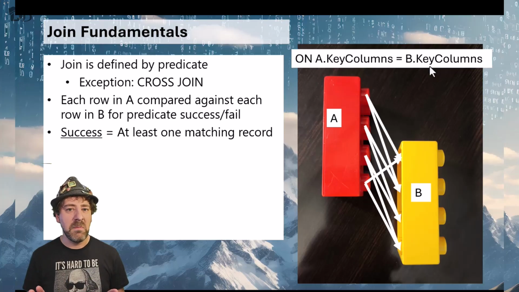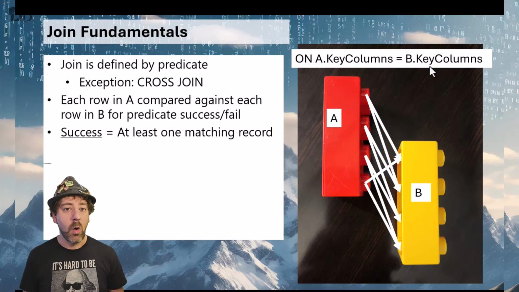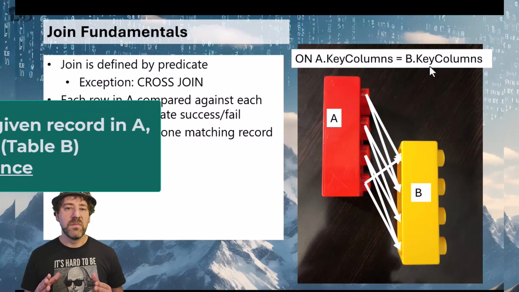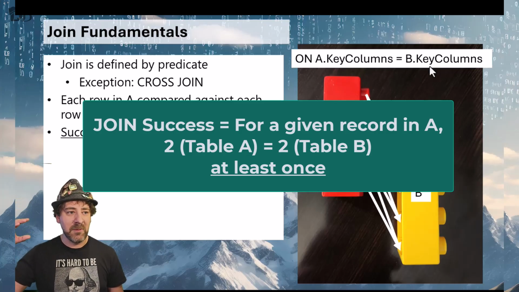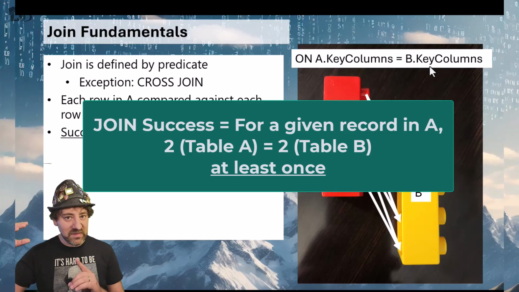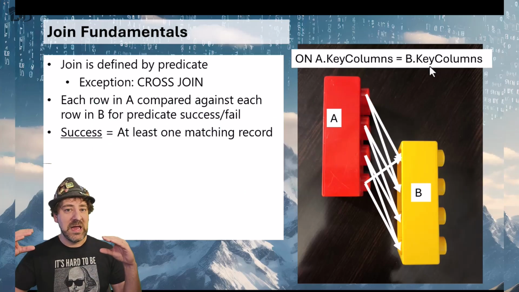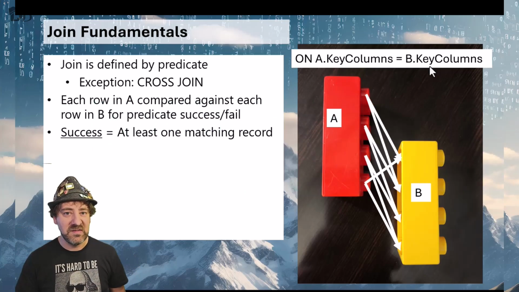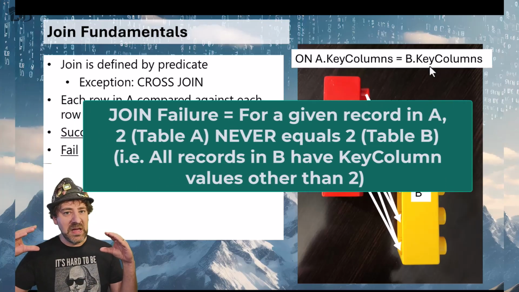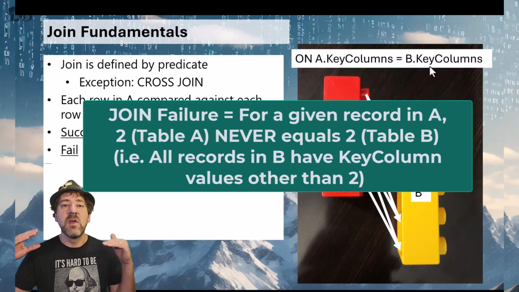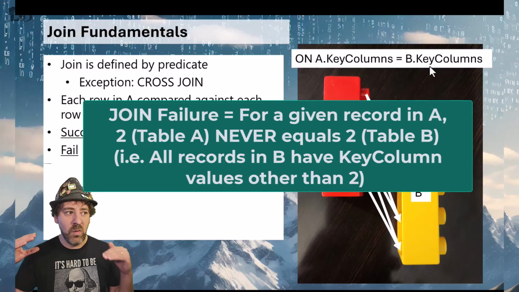Let's be clear about what I mean about success and failure. What does success and failure mean when we talk about the predicate? Success means we find at least one matching record, which means for a record in A, we find at least one successful record in B. That is considered success. Failure means that a record in A looks in B to find a corresponding record based on the predicate, and it finds no match whatsoever.